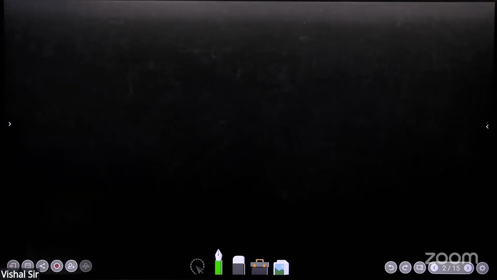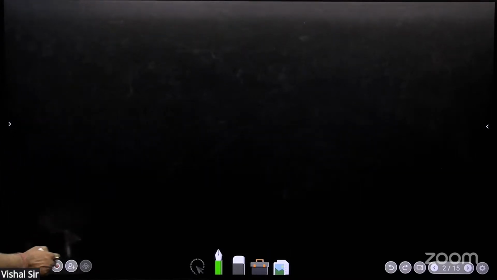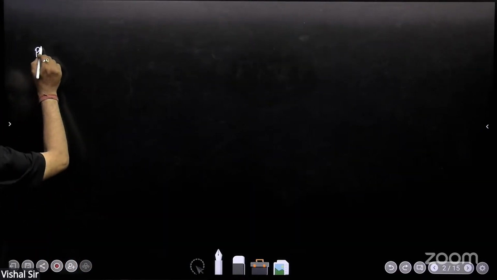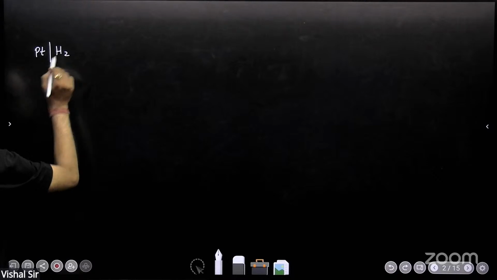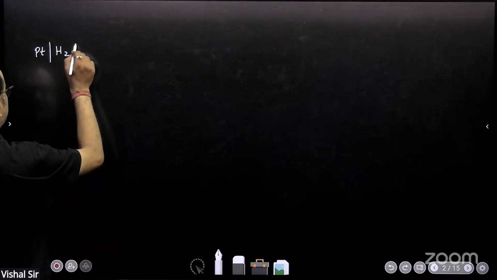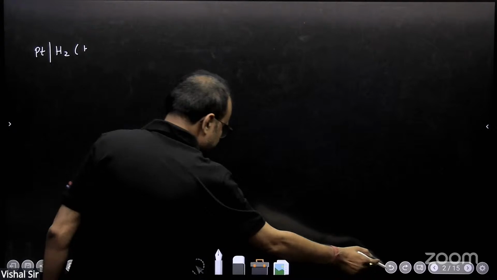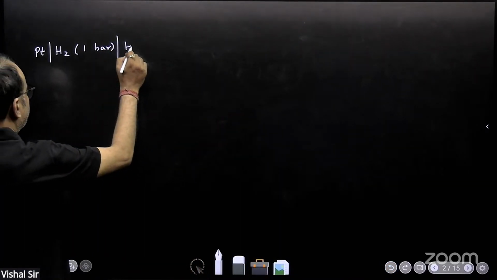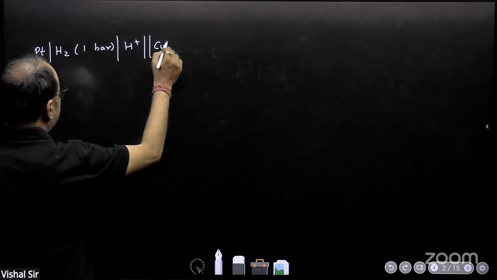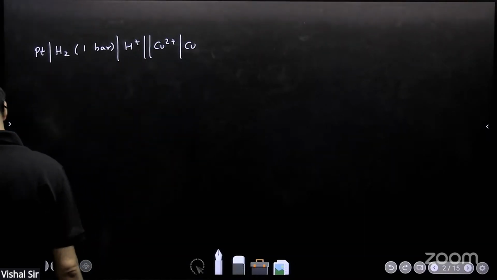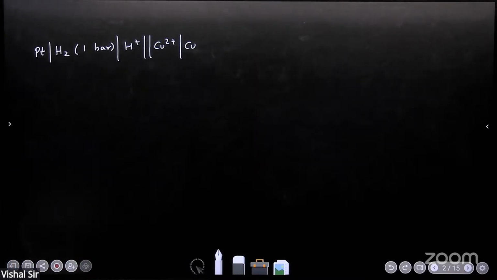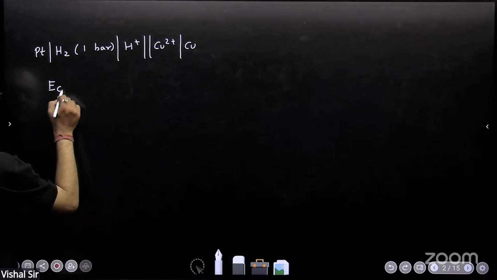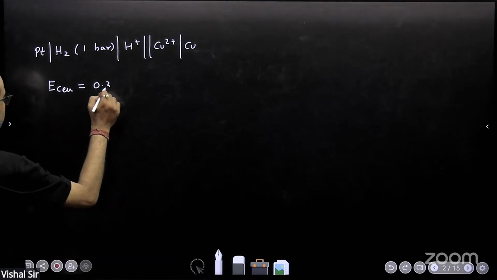Let's take a few numerical types also. So next example I will take like this. Platinum, H2 1 bar, H plus, Cu2 plus, Cu. This is the cell given to us, and E cell is given 0.31 volts.